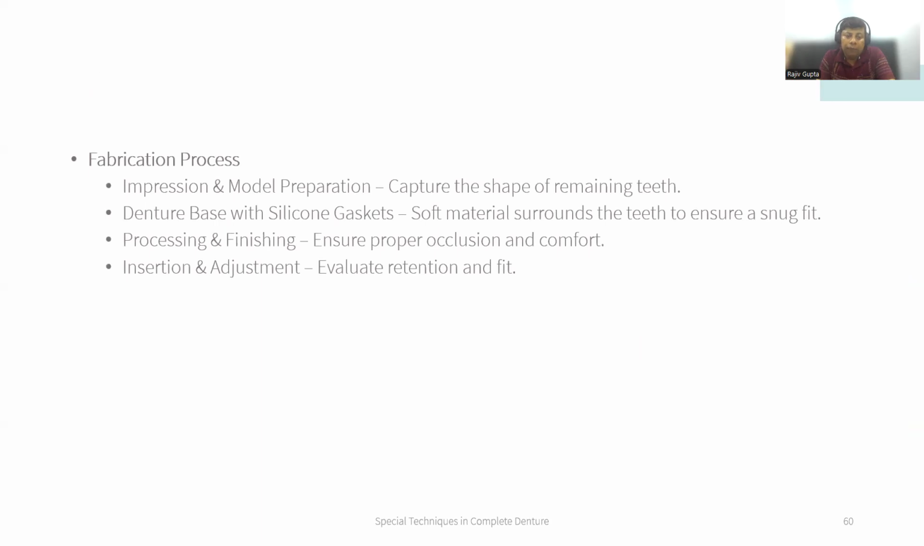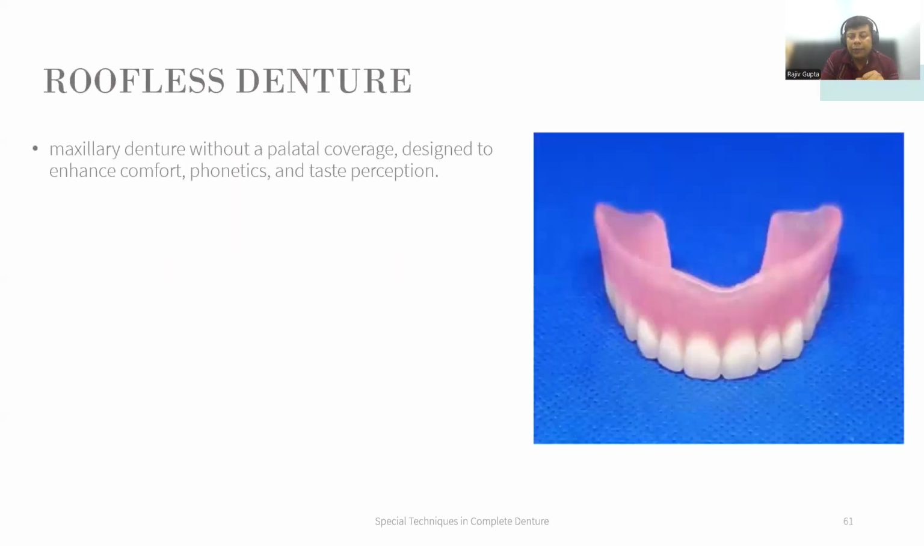How it is fabricated is that the impression and the model preparation we do in a conventional manner. But the specialty of the QC denture is that we are using silicone gaskets, which we apply around the natural tooth. So we get a snugly fitting denture, which provides the desired retention as well as stability, and the proprioception is preserved with the help of the tooth which we have not extracted.